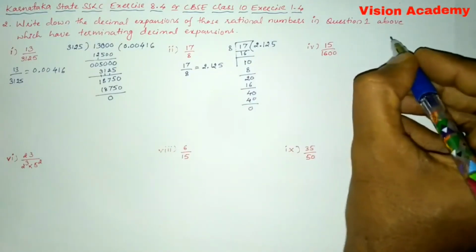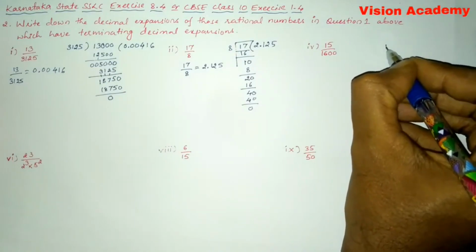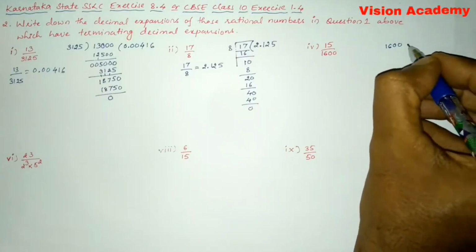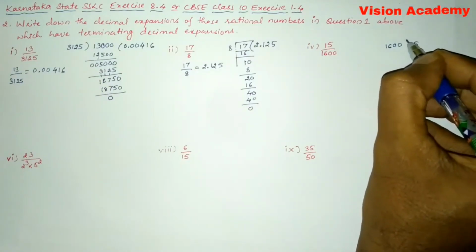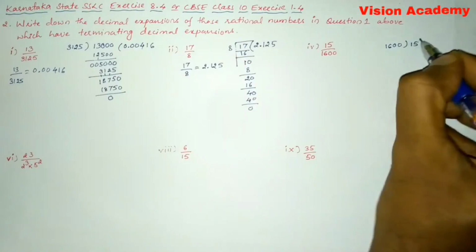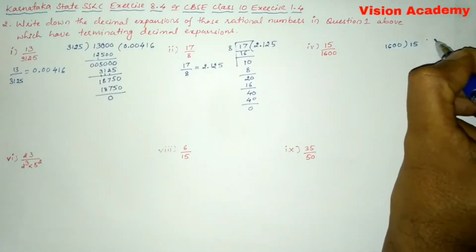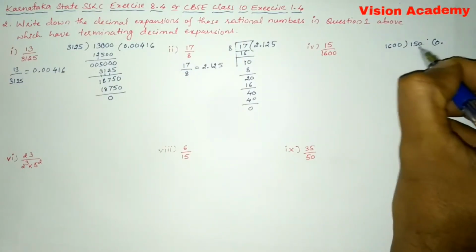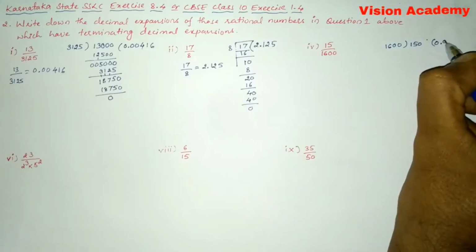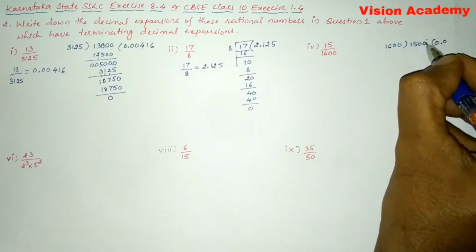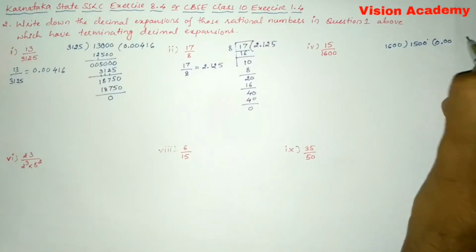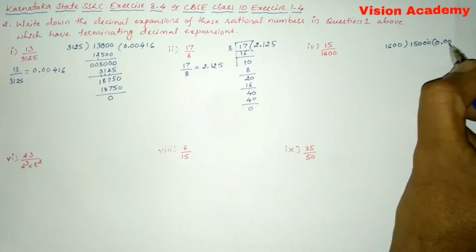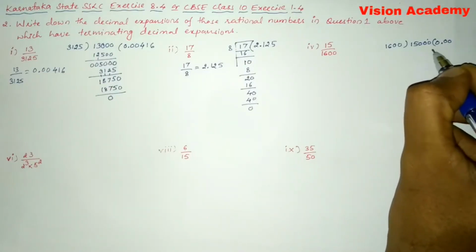Now let us move on to Roman number 4. 15 divided by 1600. So let us divide 15 by 1600. So here we can write, let us take 0 point. So 1 0 will come, which is less than 1600. Take one more 0. Now it will become 1500, even though it is less. So let us take one more 0. So it will become 15,000. So I don't have space here. I'm going to write down here the quotient.